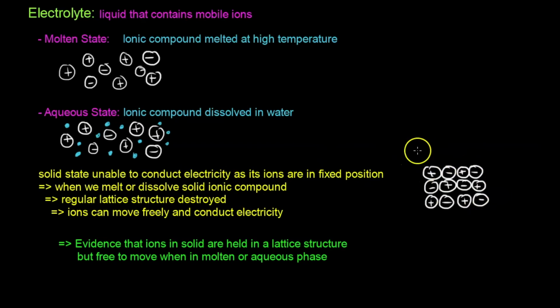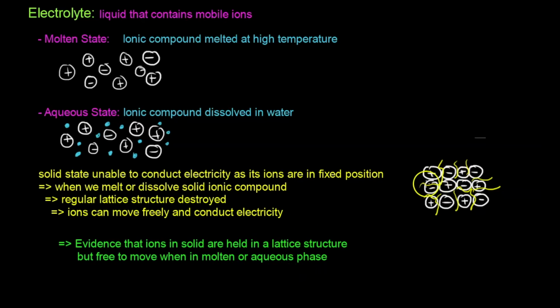And so when we melt or dissolve this solid ionic compound, either melting to get the molten state or dissolving in water to get the aqueous state, this structure is destroyed. This is called a lattice structure. It's being destroyed. Basically all the bonds here are in some sense broken, so that all these ions are now free to move about. They have their own free will. They can move freely and they can conduct electricity. And this is very important because it's evidence to show that ions in solids are held in a lattice structure, but free to move when in molten or aqueous phase.